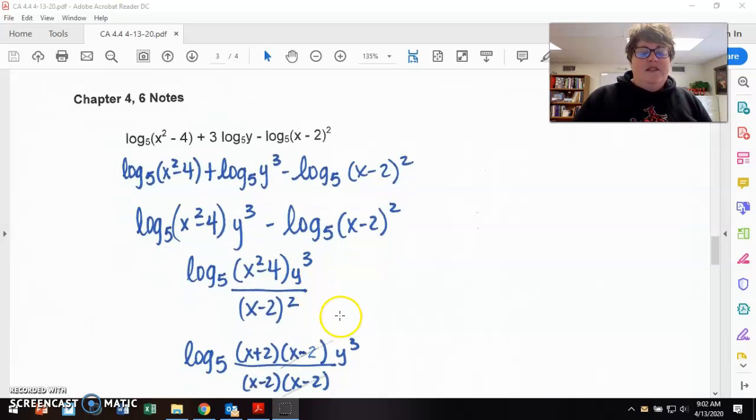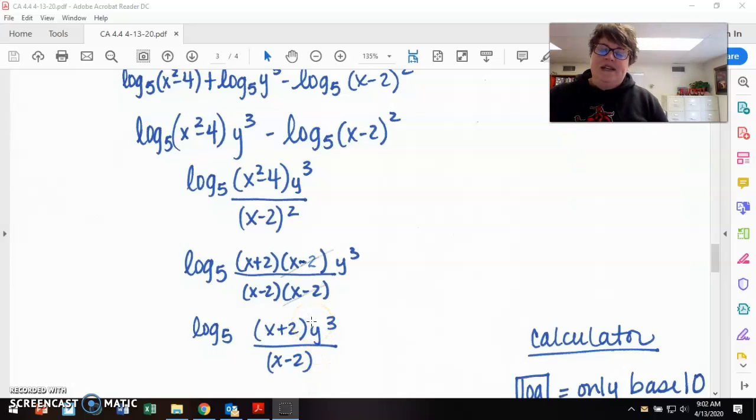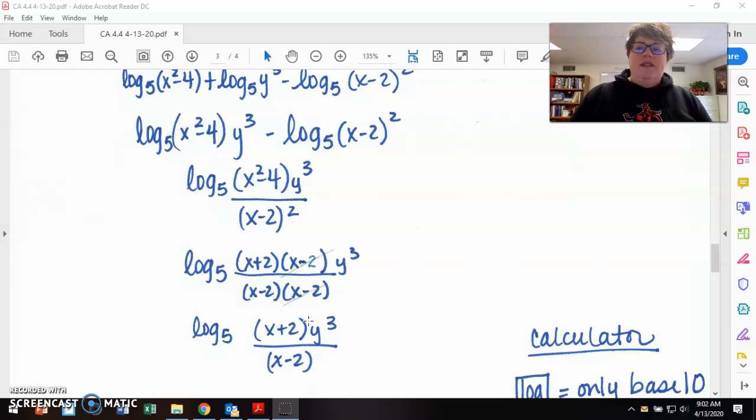Now, simplify. To simplify this one, remember that I can factor x squared minus 4 into x plus 2 times x minus 2, and then y cubed. And then on the bottom, x minus 2 squared means x minus 2 times x minus 2. So I can eliminate one of those x minus 2's, and I'm left with x plus 2 y cubed over x minus 2. So that's condensing, and we'll see condensing later in the week as we solve.